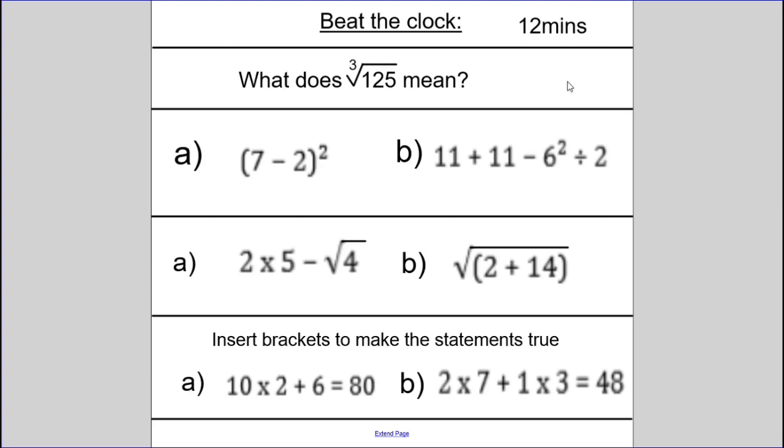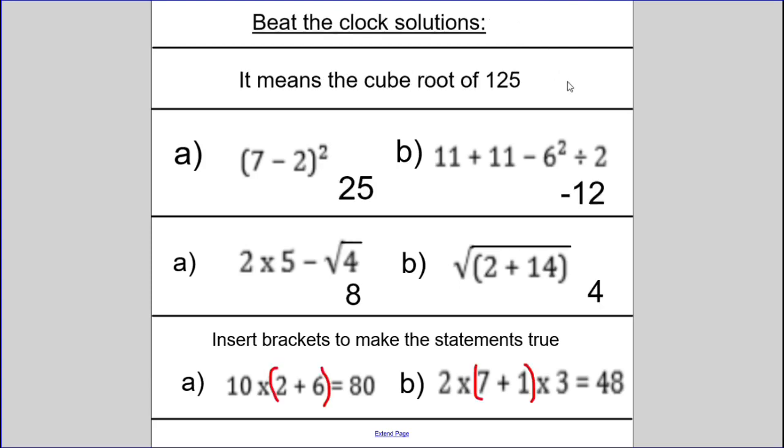Pause the video here. Here's the solutions. For the first question, it means the cube root of 125. Then you can see the next one is 25 and the one after that is -12. Pretty straightforward. Now for this question here, if there's no number, that means automatically square root of 4. So the answer is going to be 8.